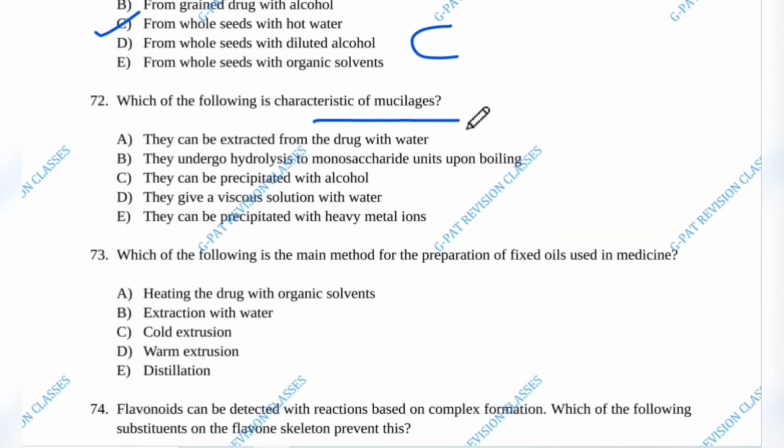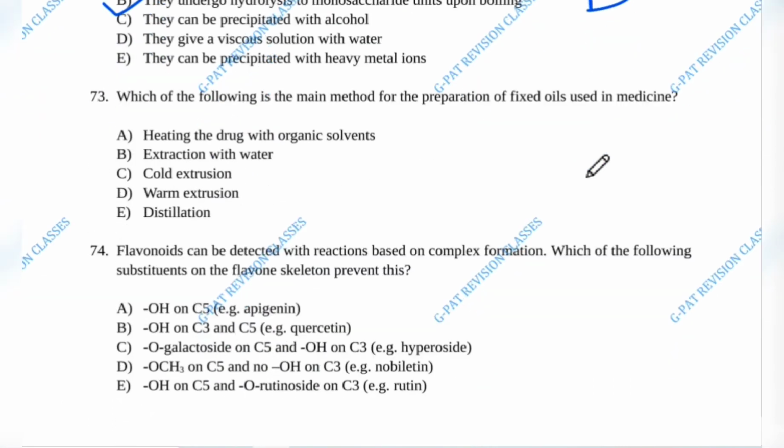Next is question number 72: which of the following is a characteristic of mucilage? The answer is B, that means they undergo hydrolysis to monosaccharide units upon boiling.